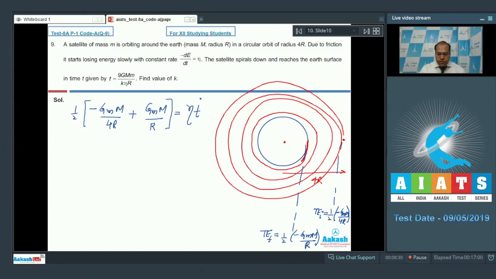So if I solve this equation, the value of T comes out to be 3/8 × GmM/(ηR). On comparison, the value of K comes out to be 24. So the correct answer for question number 9 is 24. Let's move to question number 10.